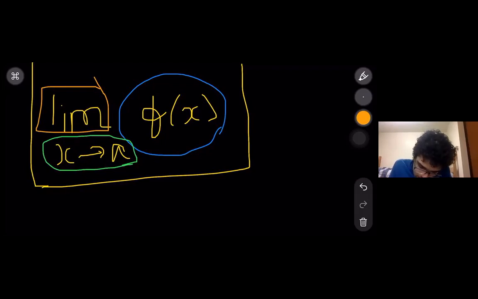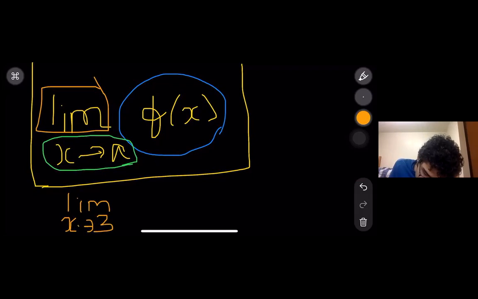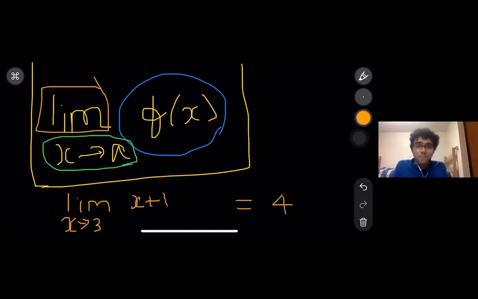If I write limit x tends to 3, x plus 1, this is 4. Addition, 3 plus 1 equals 4. Assuming all of us know that. It would be a sad day if we don't know that. So 3 plus 1 is 4. Now don't ask me which base and is this binary. No, simple decimal, 3 plus 1 is 4.